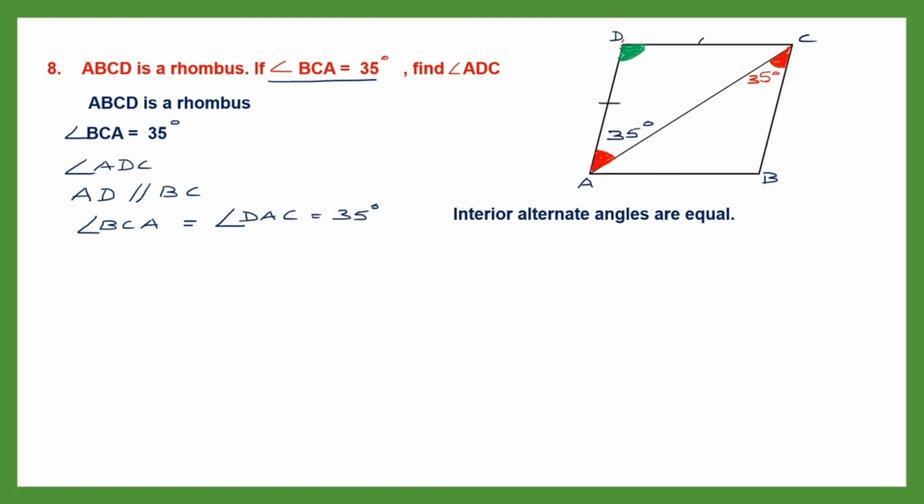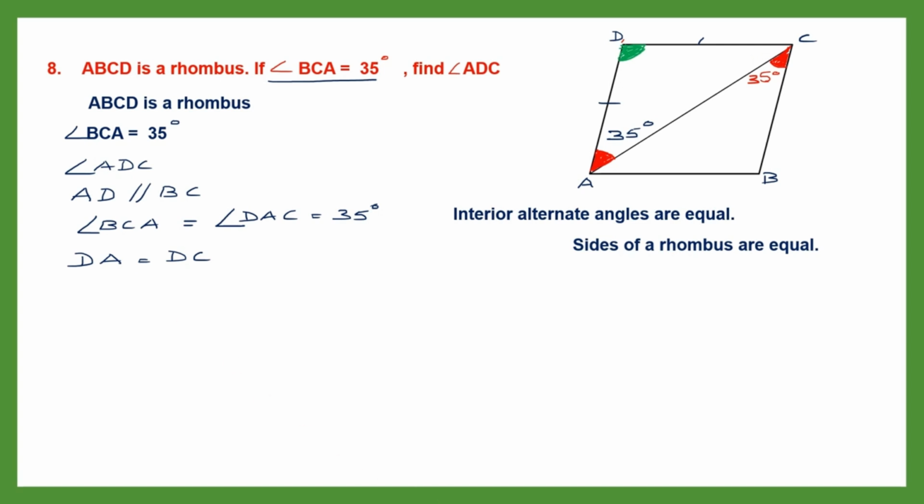So let's write that DA is equal to DC. And what is the reason? Sides of a rhombus are equal. And when sides are equal, the opposite angles also will be equal. That means the base angles. So this angle and this angle are the base angles, so the base angles also will be equal.